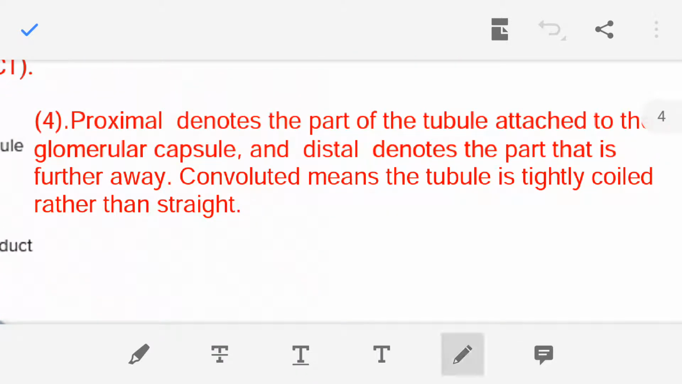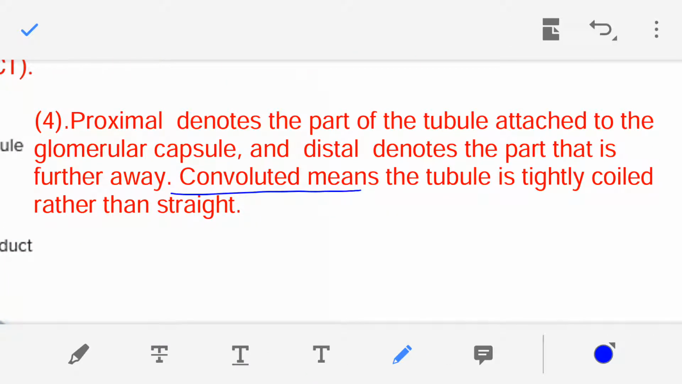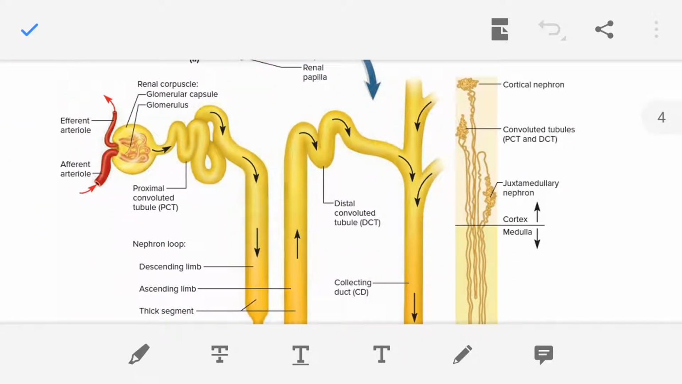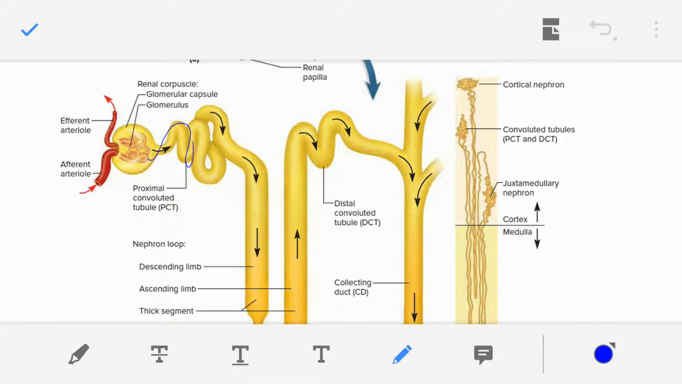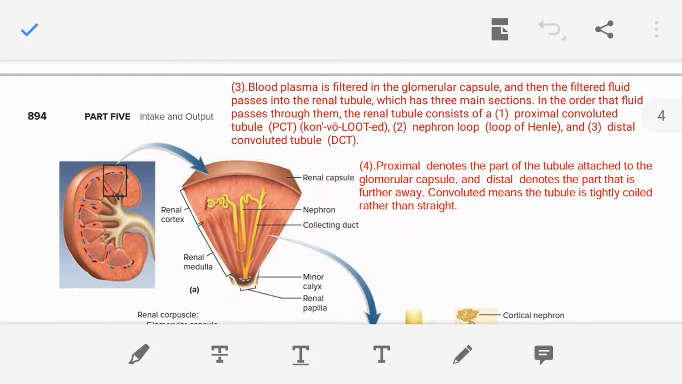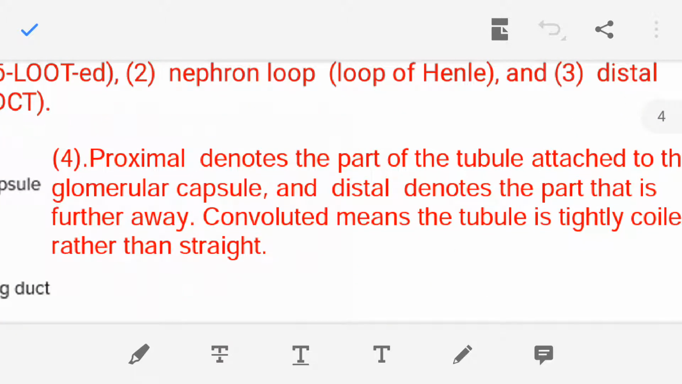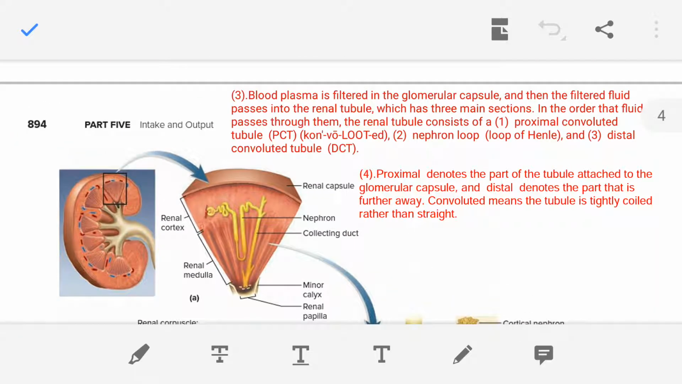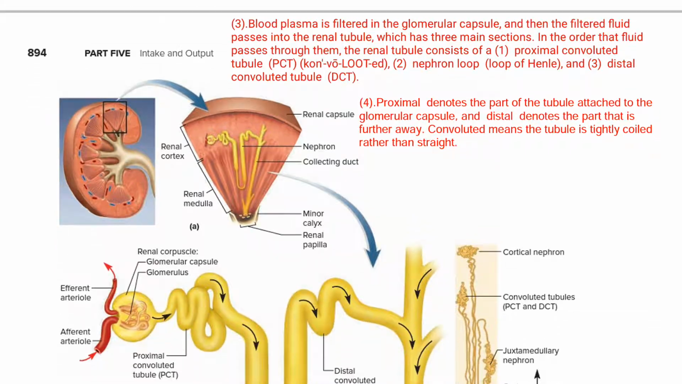This part is known as DCT. And what is the meaning of convoluted? Convoluted means the tubule is tightly coiled rather than straight. Here you can see that in the PCT and DCT the tubule is coiled, and here also the tubule is coiled. This is the fourth point. I'm showing you the entire figure.